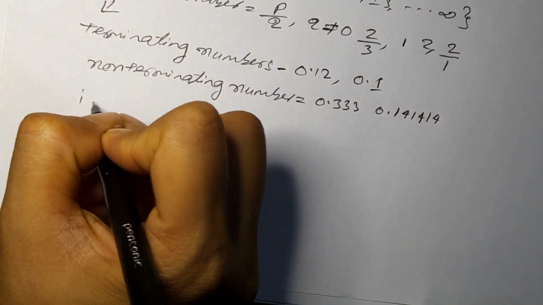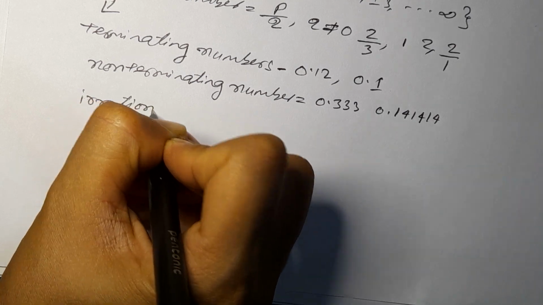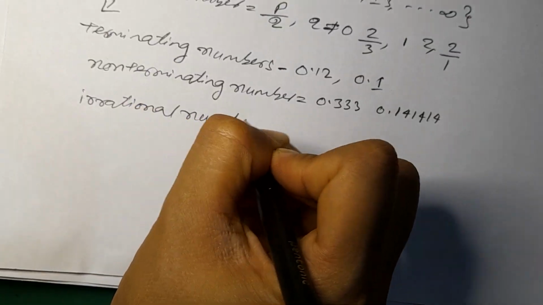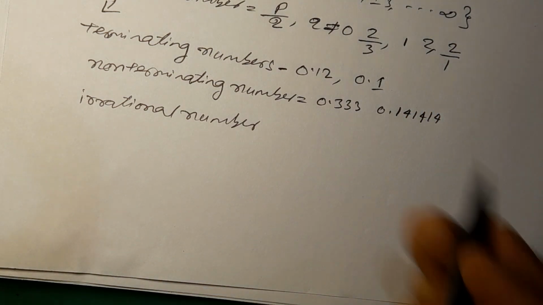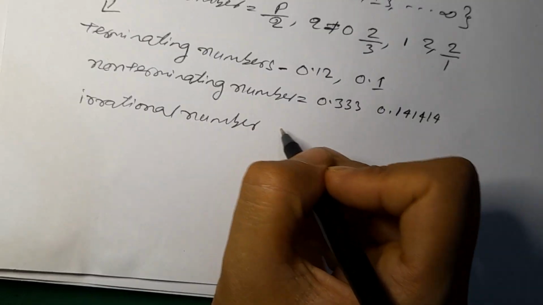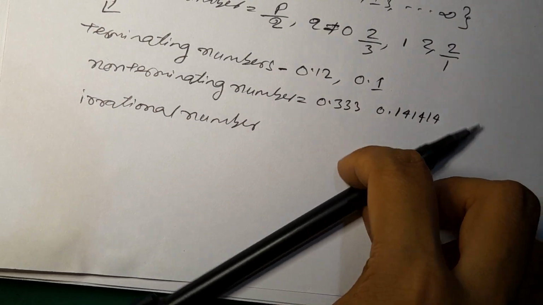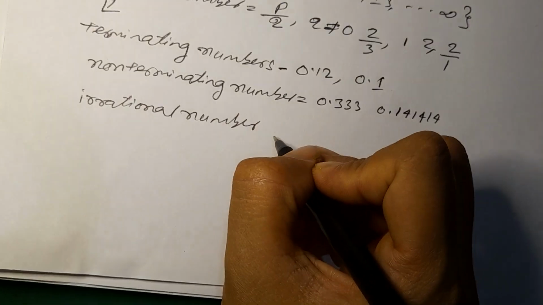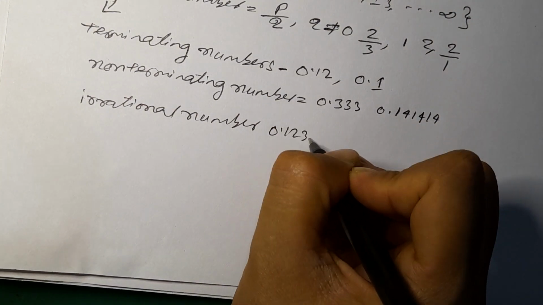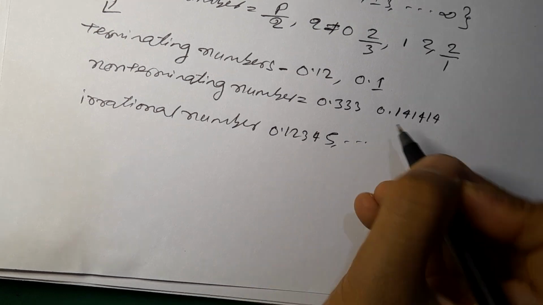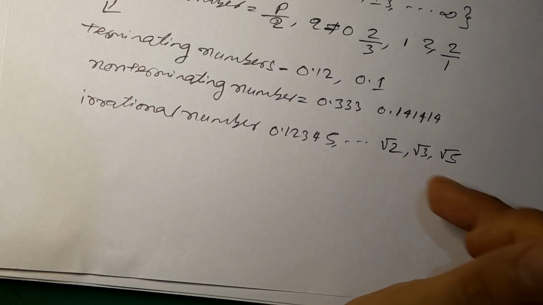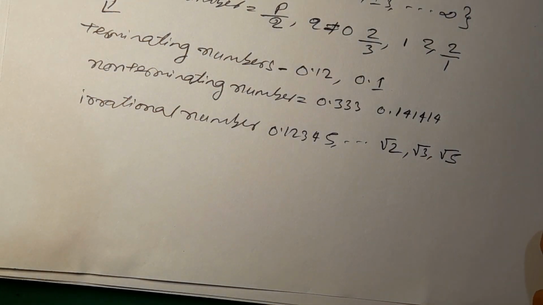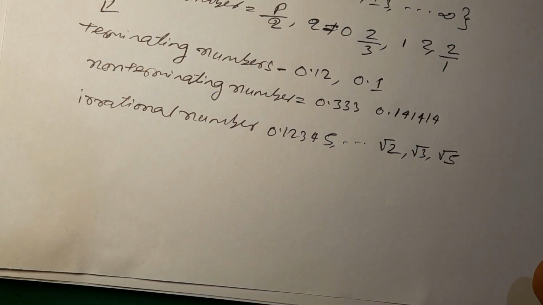After that there is the irrational number. An irrational number is a number which is neither terminating nor non-terminating repeating, meaning after a division the number will not repeat. Example, 0.1234 and so on, or we can write root 2, root 3, root 5. After finding the value of root 2 it goes on to infinity, but there is no repetition of the number. So it is an irrational number. These are the numbers we require in this chapter.